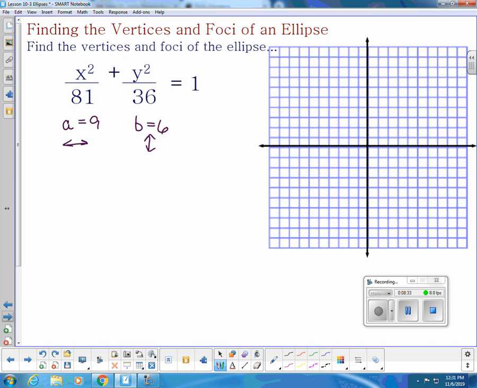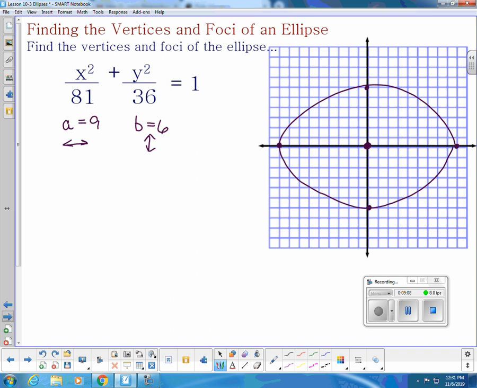What's my center? Was anything added or subtracted to my variables? No, so our center is just 0, 0. Right? So if there's nothing there, it's 0, 0. I'm going to move right 9. So the A and the B are like radiuses. You have a horizontal radius, and you have a vertical radius. And that's your ellipse. It's real easy to draw. That's how you have to draw them.